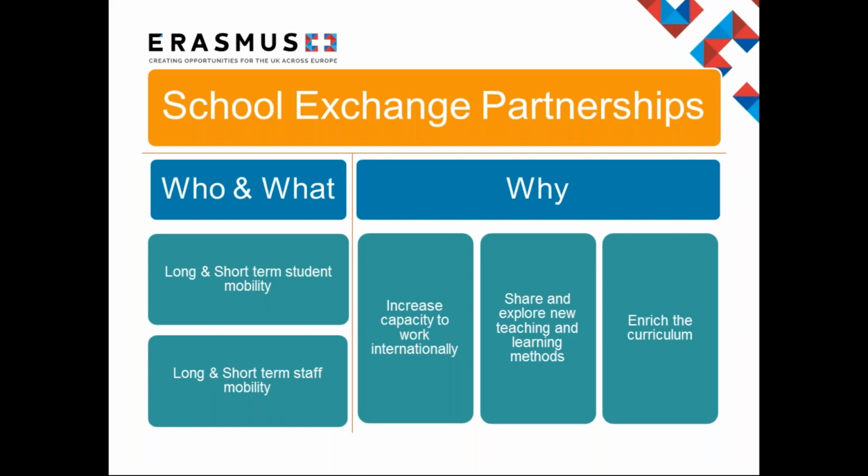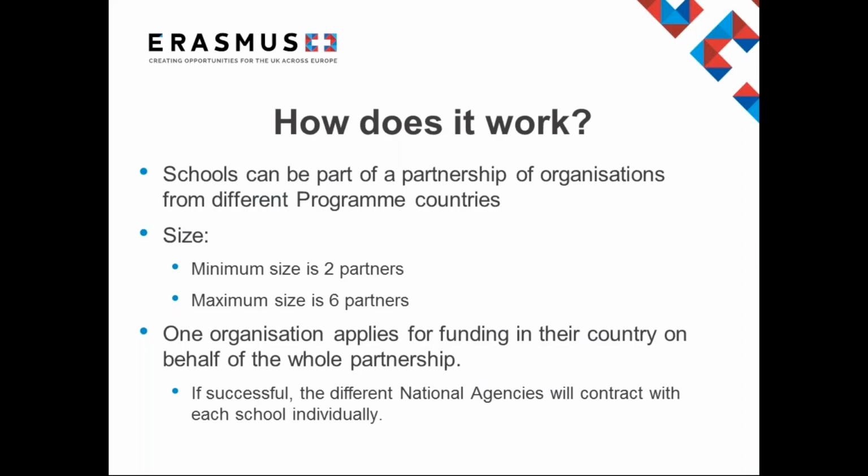For short-term mobilities, the duration can be as little as 3 days, not including travel days, and as long as 2 months. For long-term mobilities, they can range from 2 to 12 months. In order to be eligible for funding, all school exchange partnerships should be transnational. This means that at least two schools from two different program countries should be involved in the project.